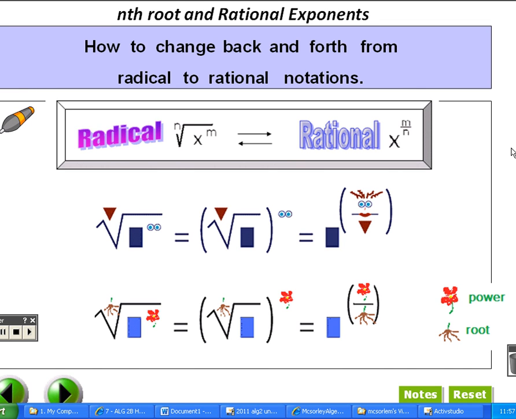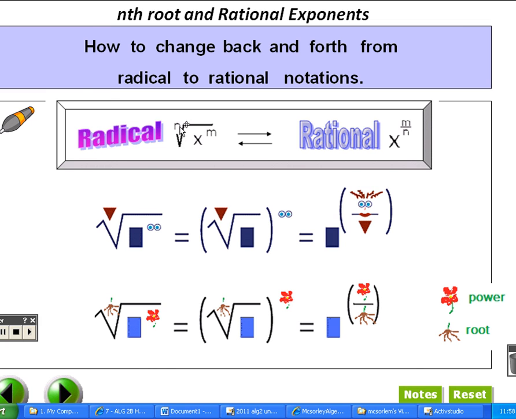Today's lesson is on nth roots and rational exponents. I'm going to show you how to change back and forth from radical to rational notation. So radical notation, we've got the square root, right?